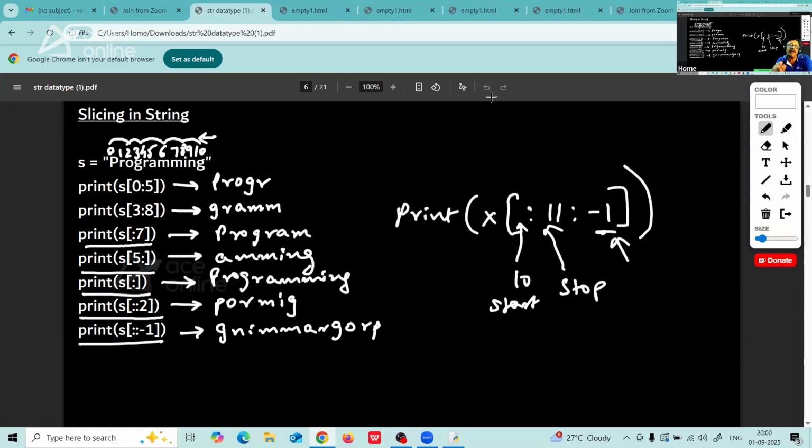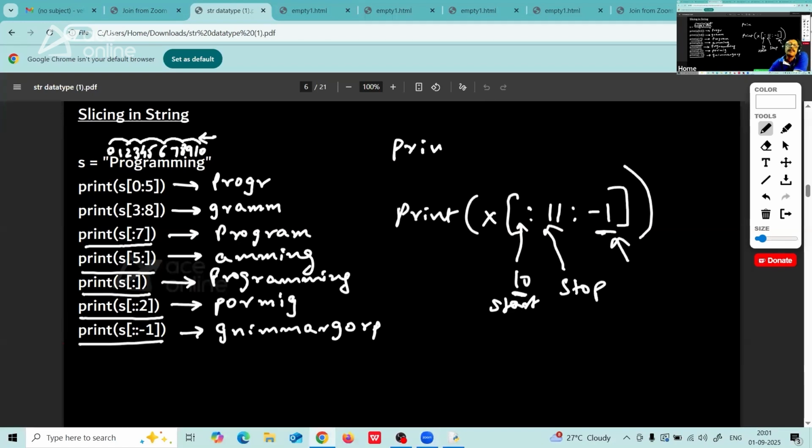Colon 11 colon minus 1 will give empty string. Because if the increment is negative, start has to be greater than stop. But start taken by default is 10 because you are coming backwards, minus 1. So 10 colon 11 this becomes. You can't go from 10 to 11 backwards. You can go from 11 to 10 backwards. How can you go from 10 to 11 backwards? So this will give empty string.